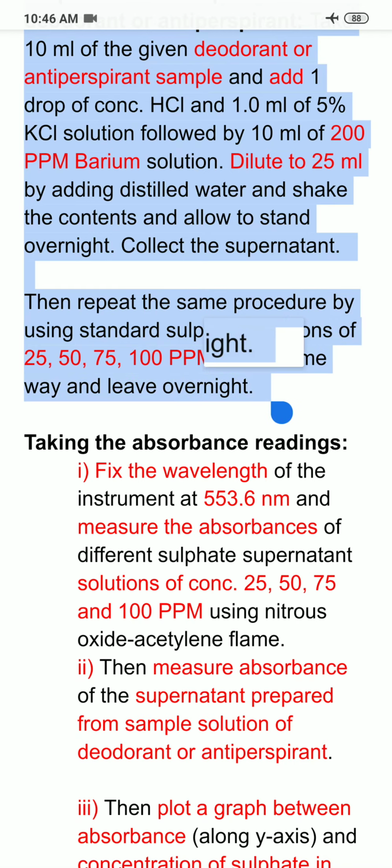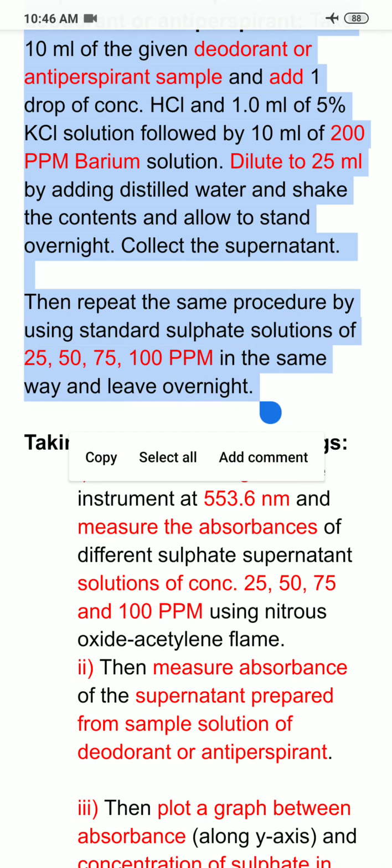Then we will repeat the same procedure using standard sulphate solutions of 25 ppm, 50 ppm, 75 ppm, 100 ppm in the same way, and we will leave them overnight. How? We will also treat standard sulphate solutions with barium chloride so as to precipitate barium sulphate in them, and we will also collect their supernatants.